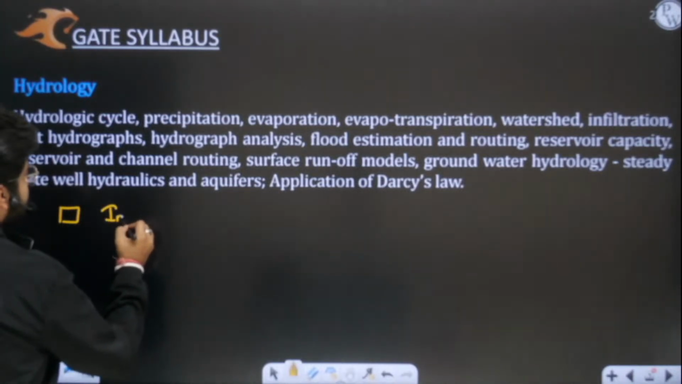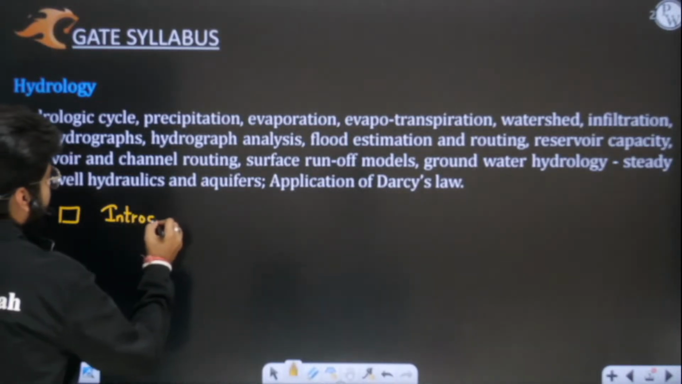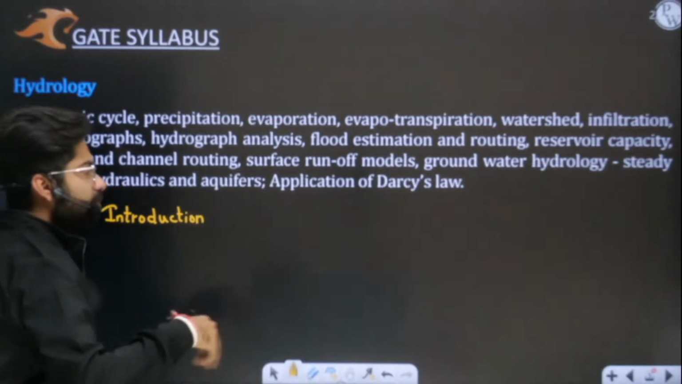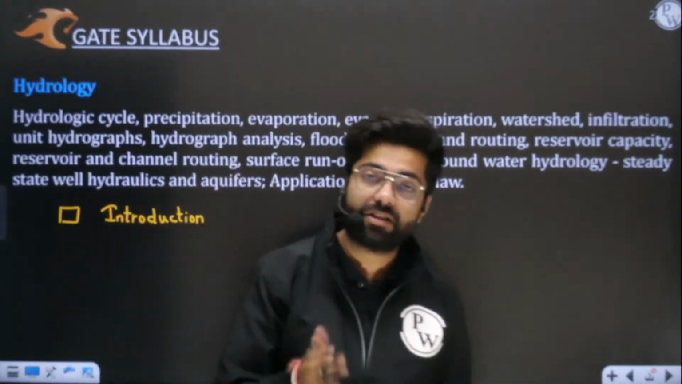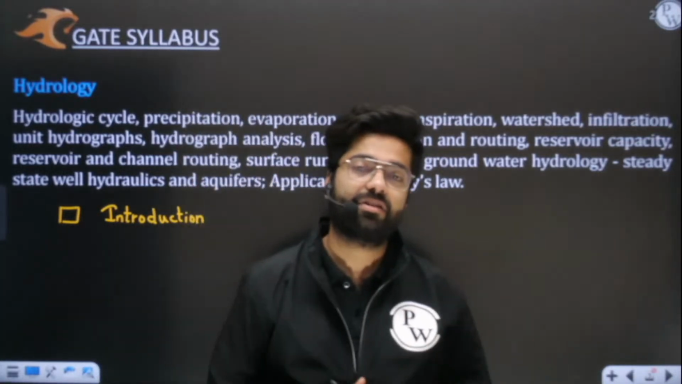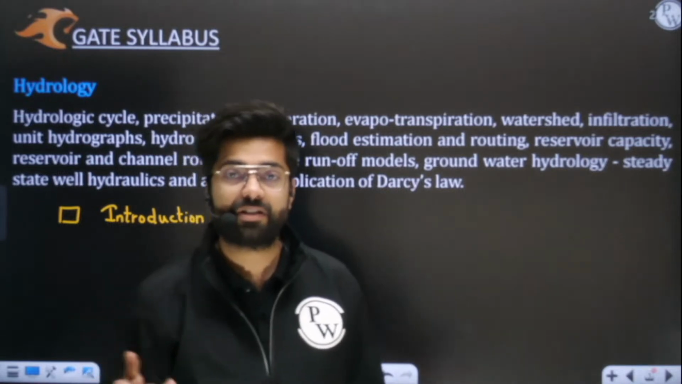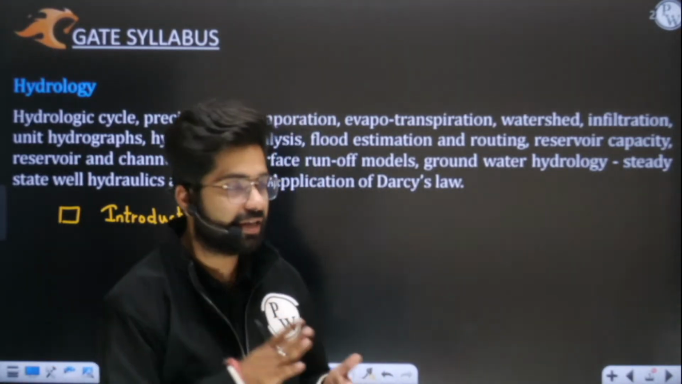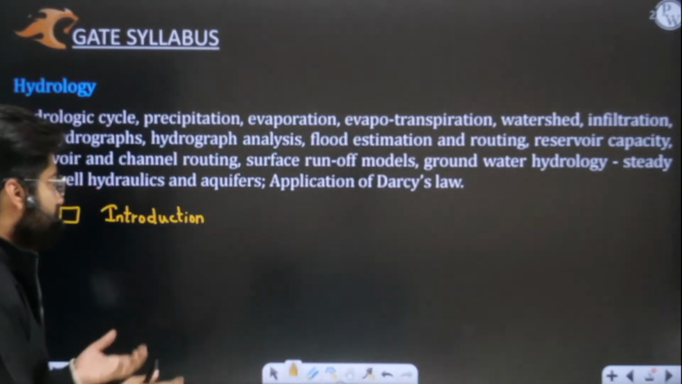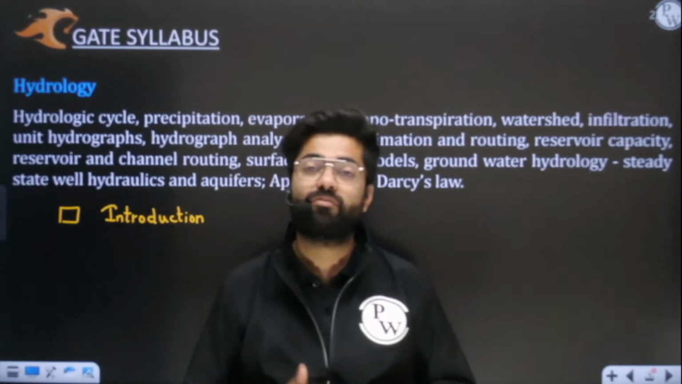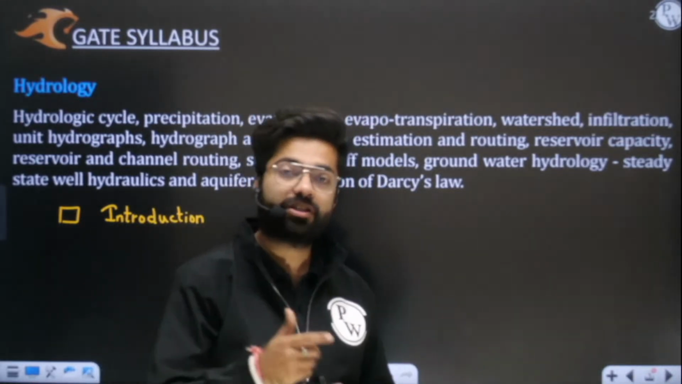So what are we going to discuss in this chapter? We are going to discuss all the basic things, like why we are studying hydrology. There are various aspects: we have the engineering aspect, we have social aspects. Basically we'll discuss engineering aspects, and I will tell you why we are studying hydrology in the very first chapter. Then we'll discuss some basic terms like what is catchment area, what is watershed, what is basin.